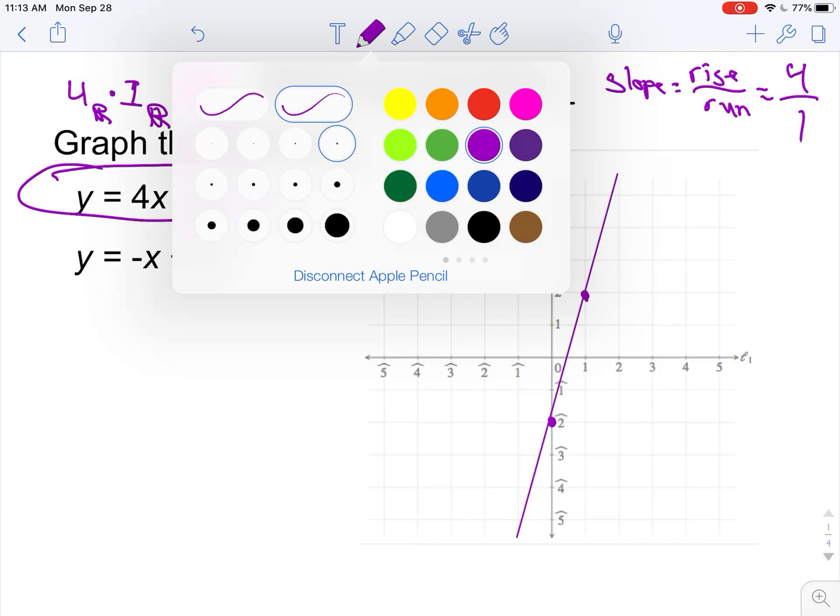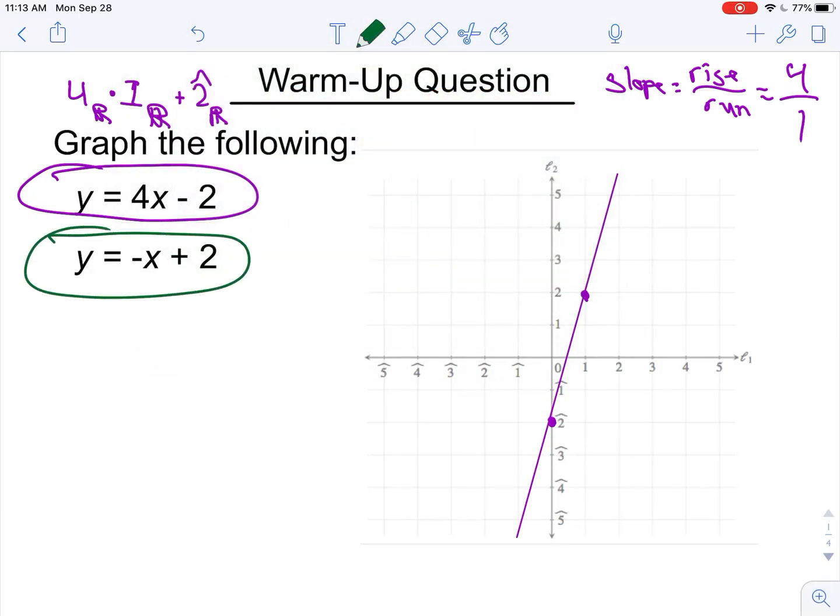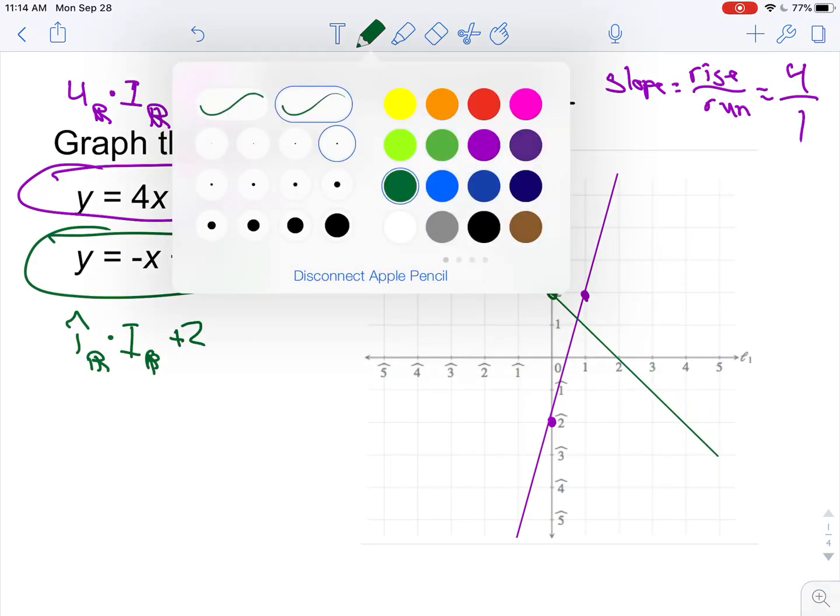Perfect. And let's do our other one here. y equals negative x plus 2. Again, in real function notation, I'd have negative 1 over the set of real numbers times the identity relation over the set of reals. And then I've got plus 2. So I know I'm crossing at 2, and now my slope is negative 1, so that means I'm going down 1 over 1. And I can just draw a line through points that would portray that.